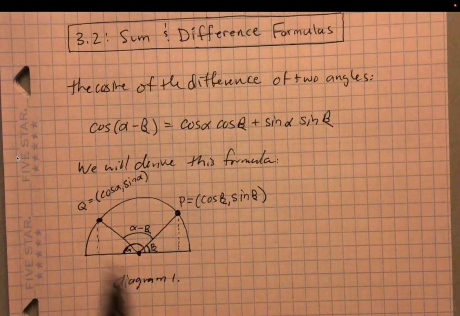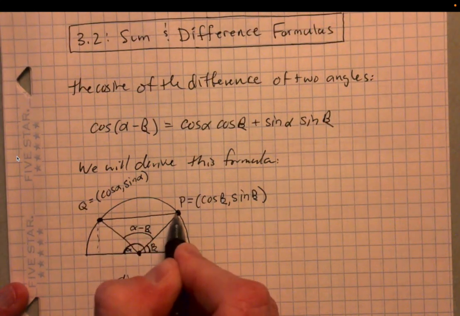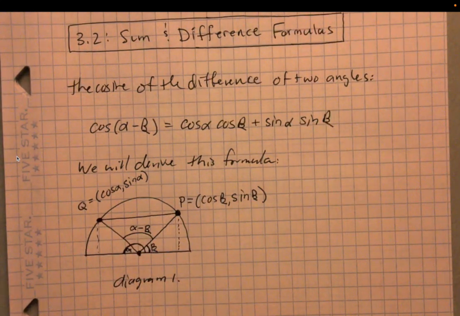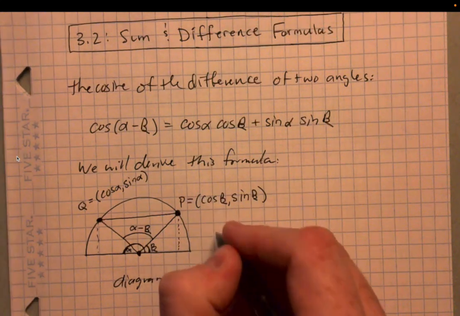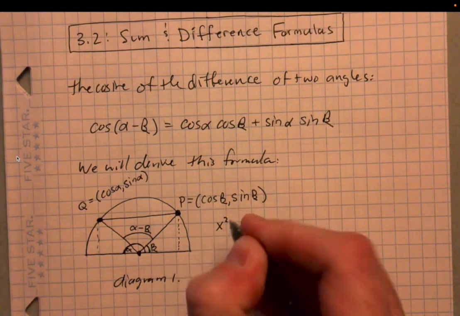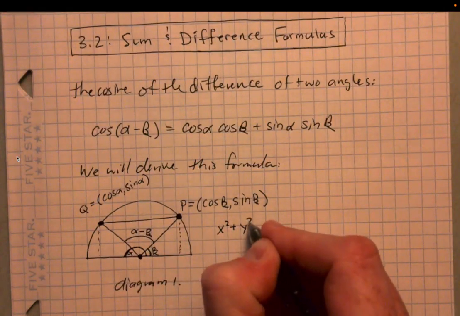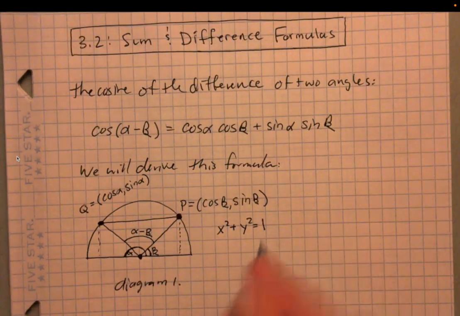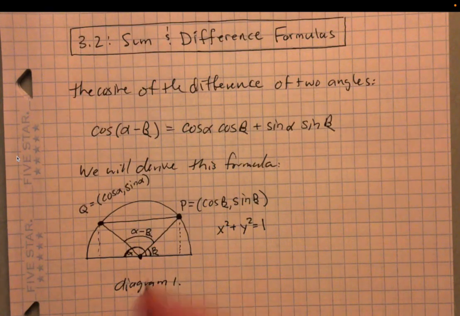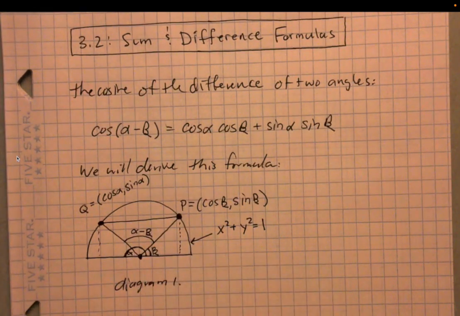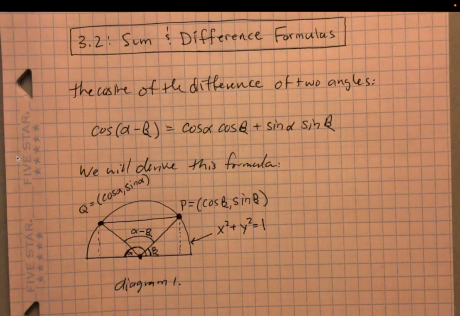Okay, and let's go ahead and connect this line here. And so this is going to be our diagram 1. Okay, this is going to be our first diagram. Now it's important to note that the equation of the circle here is x squared plus y squared equals 1. Okay, that's the equation of this circle. All right, in this case, the semicircle. Okay, so this is the first picture we need.